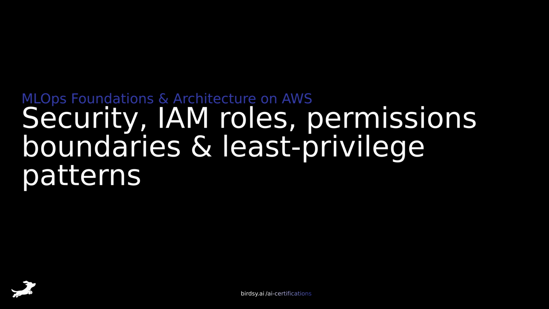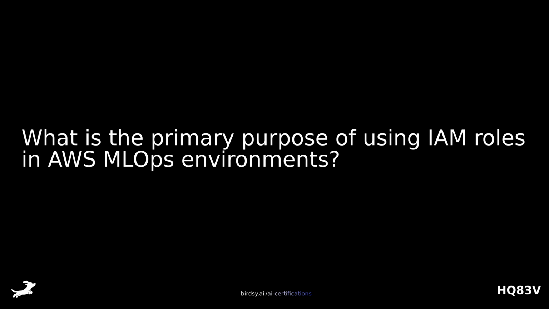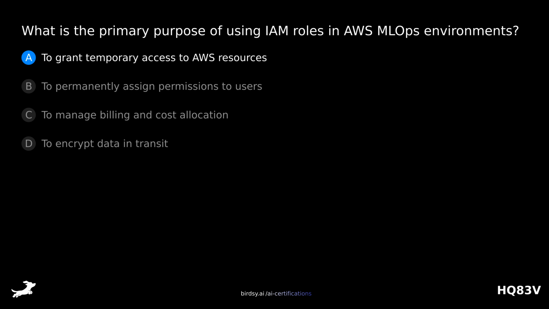Security, IAM roles, permissions boundaries, and least privilege patterns. What is the primary purpose of using IAM roles in AWS MLOps environments? Is it A, to grant temporary access to AWS resources, B, to permanently assign permissions to users, C, to manage billing and cost allocation, or D, to encrypt data in transit?